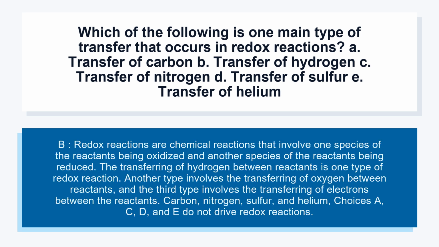B. Redox reactions are chemical reactions that involve one species of the reactants being oxidized and another species of the reactants being reduced. The transferring of hydrogen between reactants is one type of redox reaction. Another type involves the transferring of oxygen between reactants, and the third type involves the transferring of electrons between the reactants. Carbon, nitrogen, sulfur, and helium, choices A, C, D, and E, do not drive redox reactions.